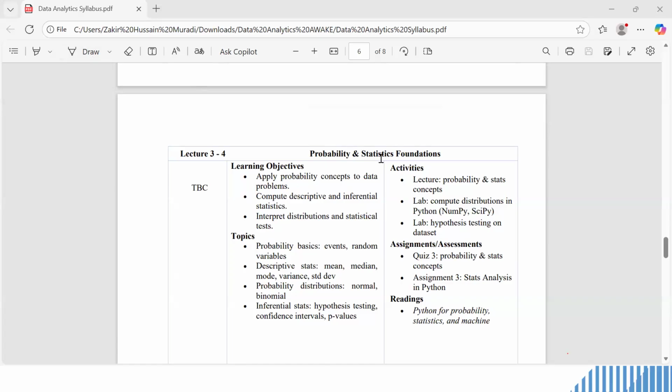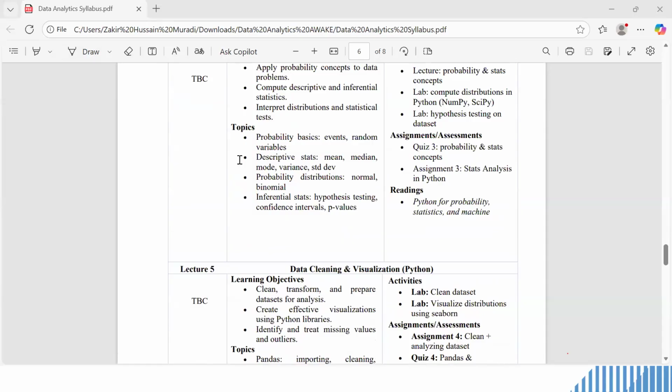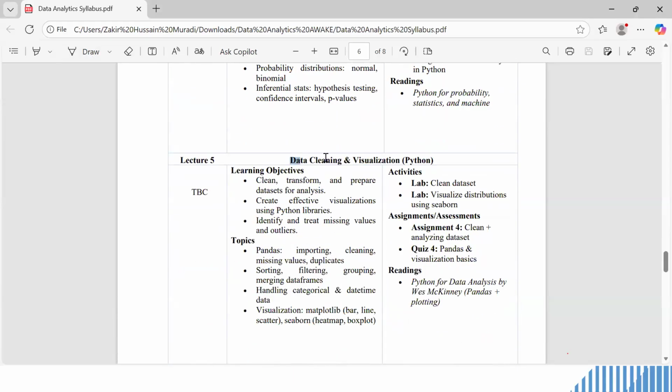You'll have probability and statistics. One day it will be probability, and the other day you'll have statistics, with random variables, mean, median, mode, variance, and also basic things that you will learn in this class. Then we will go to data cleaning and visualization. Like you can see here, we will try to make bar charts, line charts, scatter plots, heat maps, and box plots. So we will go through these lectures.